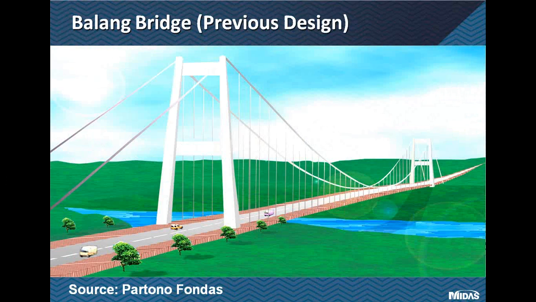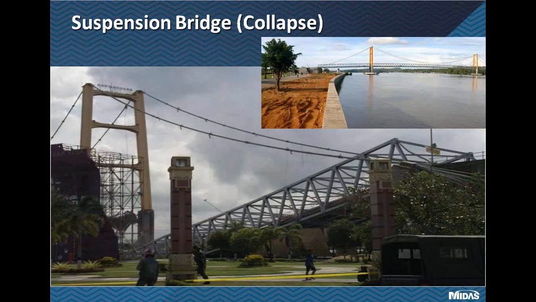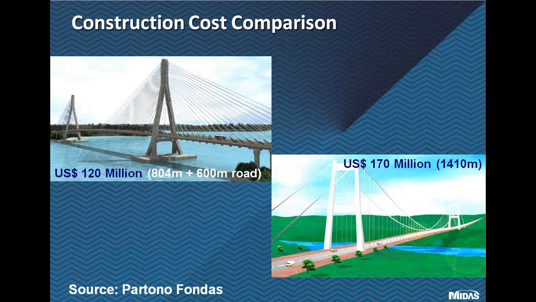Before the present design of a cable-stayed bridge, the Balang Island Bridge was in fact designed previously as a suspension bridge with an 810 meter span. But due to the collapse accident of another suspension bridge in the same province in November 2011, the local authority decided to change the former design to a cable-stayed bridge. Besides the above reason, the cost comparison also shows that the cable-stayed bridge is around 30% cheaper than the previous suspension bridge design.